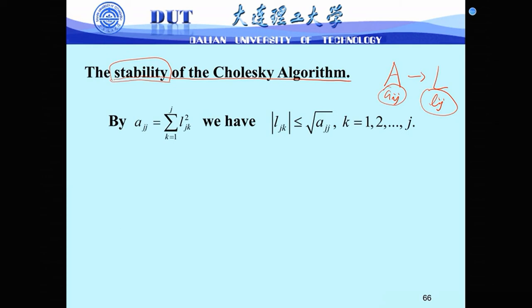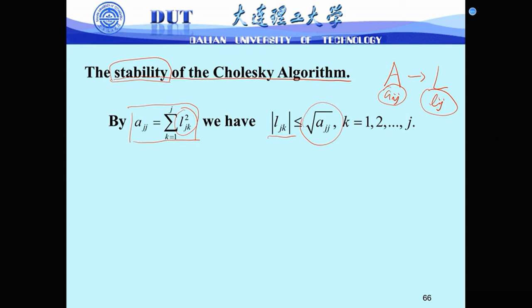Okay, now you see, by this formula, how to compute l_ij by the Cholesky algorithm. Because we know a_jj is the summation of squares, we just obtain this formula: sum over k from 1 to j of l_jk squared. Because here is a square, we know for each element l_jk the absolute value should be less than or equal to the square root of a_jj. So that means we can use a_jj as a bound for l_jk.